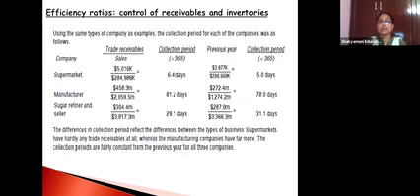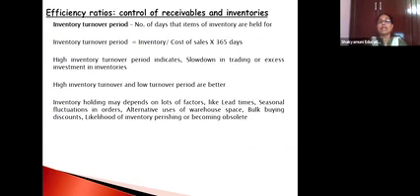So the other ratio is the inventory turnover period. This also forms part of the operating cycle. It is the number of days that items of inventory are held. So how many days are we keeping our inventory in the company, right? If we are keeping our inventory for 30 days, that means we are taking 30 days to sell the inventory in the market. Only if we sell the inventory will we get the money from the debtors. This is called the operating cycle.